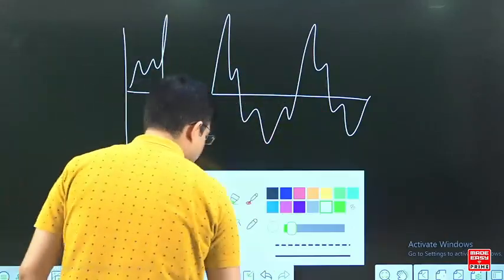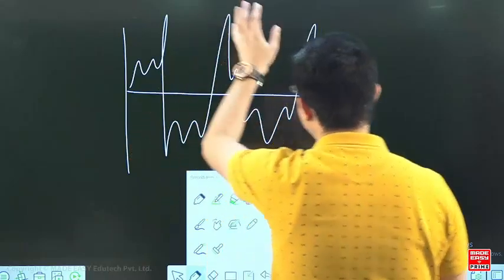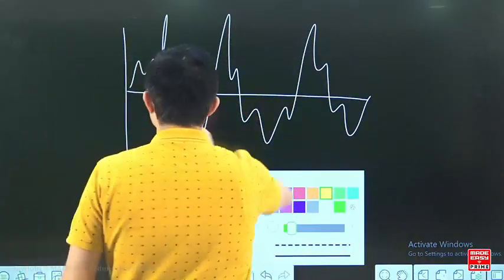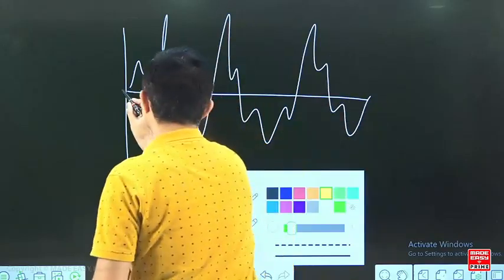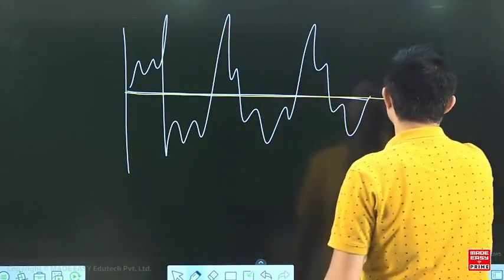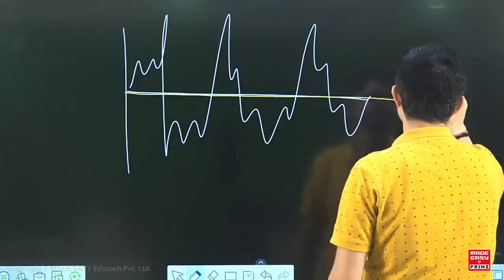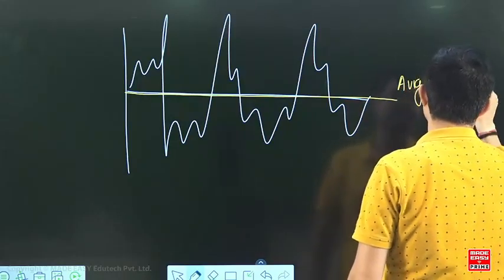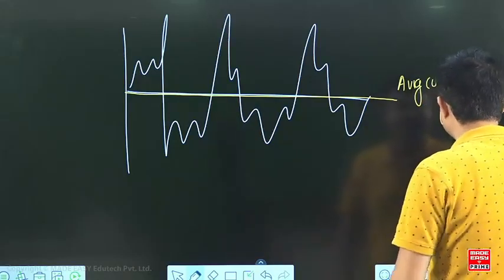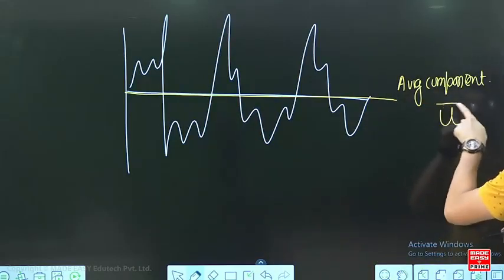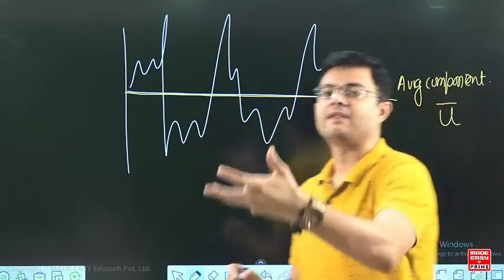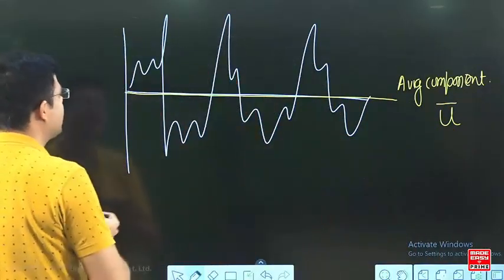So why are these kinds of variations happening? Because collisions and intermixing are there. For these variations, this center line which I have made here on the board, I am saying that this is the average component of all the variation. You know, the average component is shown by a bar. So U bar represents the average component.